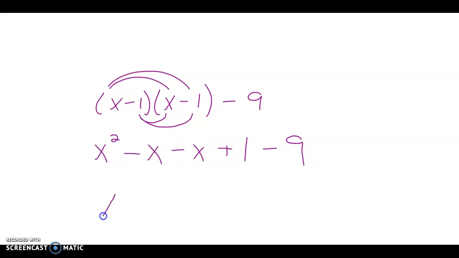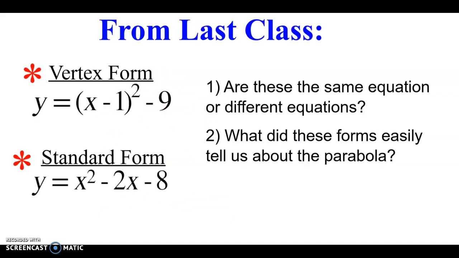Which is x squared minus 2x plus 1 minus 9, which is x squared minus 2x minus 8, the same thing as this, right? That seems correct, yes.